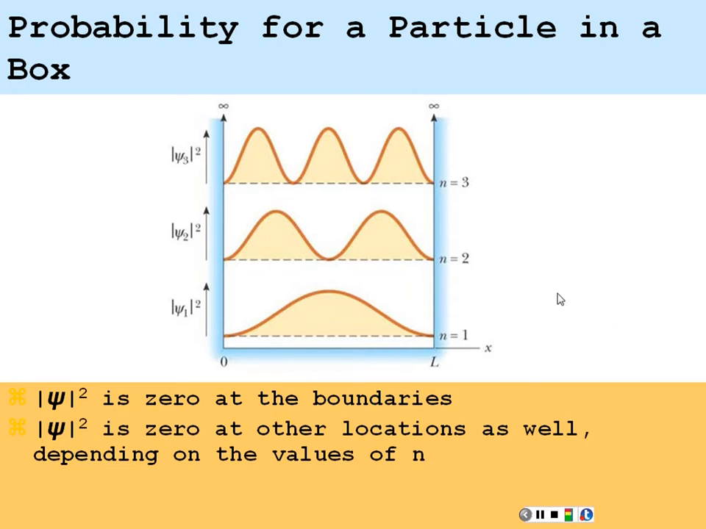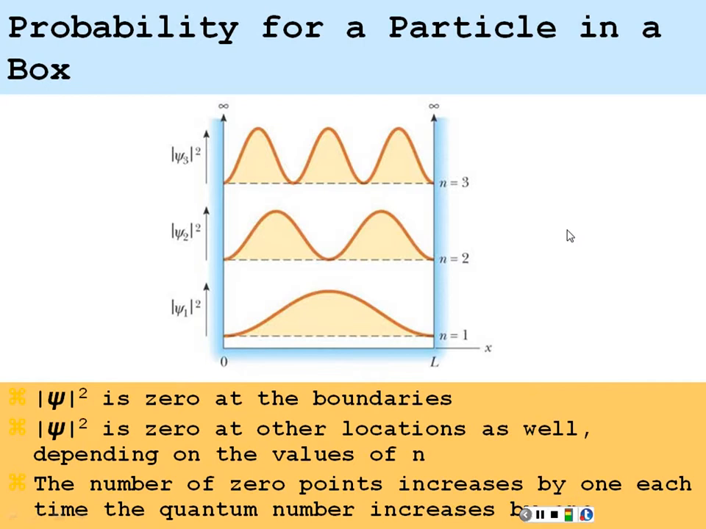We are constrained for our probability density to be 0 at the boundaries and 0 at specific node locations as well, depending on the values of n. As n increases, the number of 0 points increases each time proportionally.